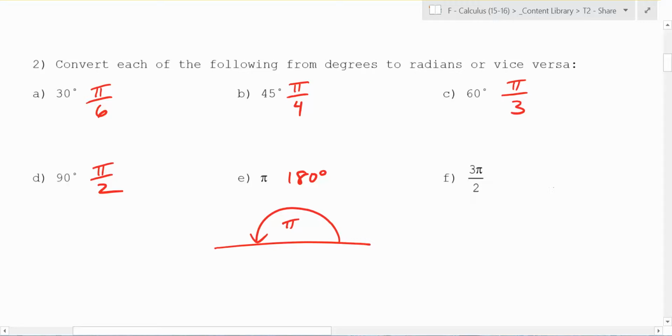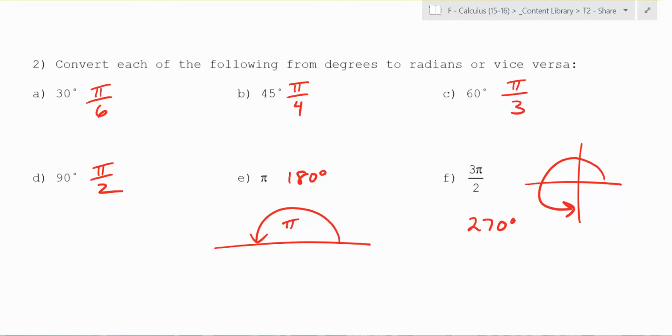Nice. And what about 3 pi over 2? That would be all the way around to there. So what is that? 270 degrees. You have to know your basic trig values cold. They have to be automatic. Not knowing them and trying to do trig is like trying to read a sentence without actually knowing what the letters sound like, okay? If you don't know your basic trig values on the unit circle, it's going to be really, really hard for you to do this, okay?